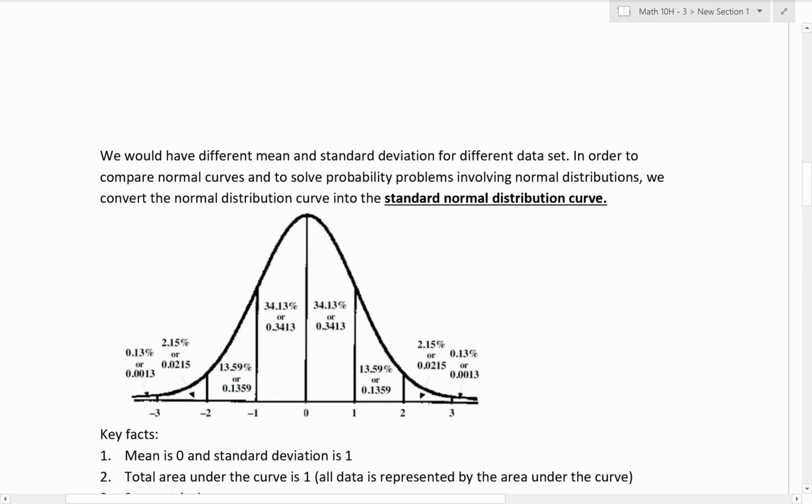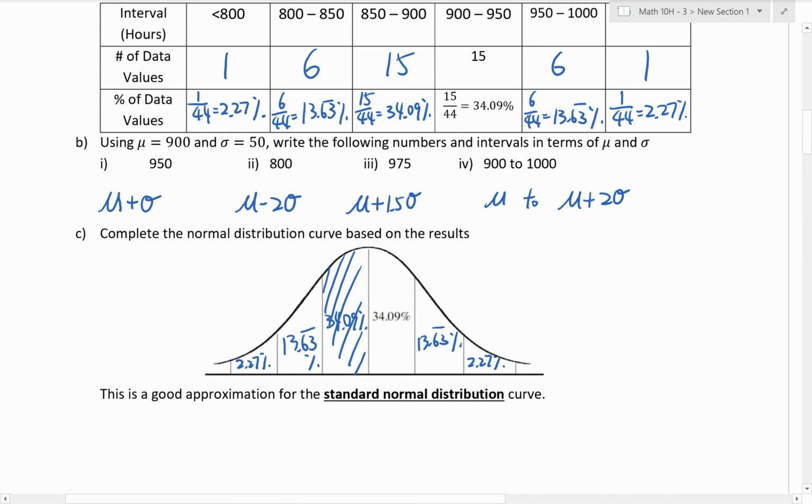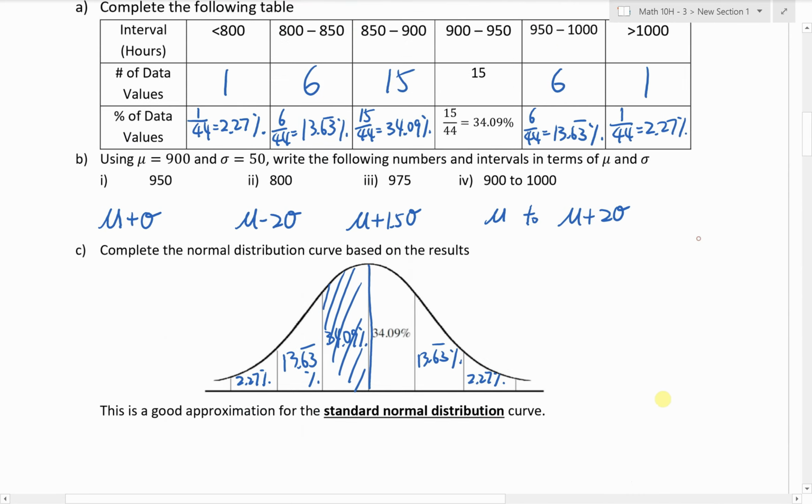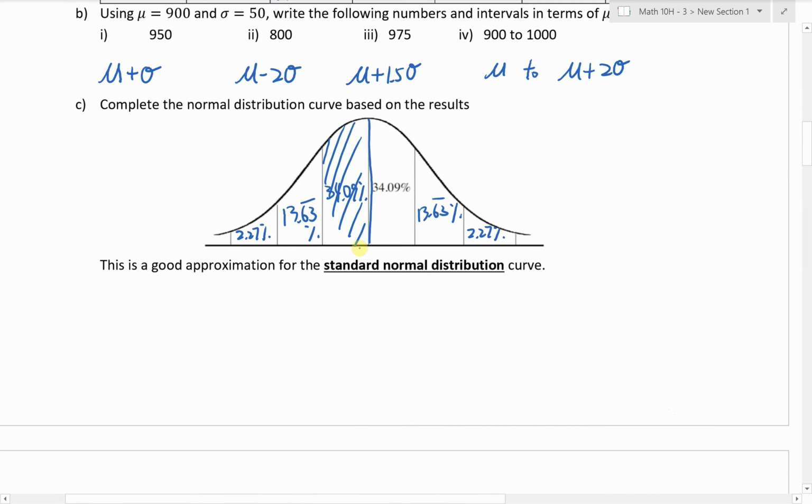Now, in order to compare normal curves and to solve probability problems involving normal distributions, we convert the normal distribution curve into the standard normal distribution curve. Here you can see this is where the mean is, and the mean is 900. This is one standard deviation away, so this is actually 950. This is 2 standard deviations away, so that's 1000. This would be 3 standard deviations away, that'll be 1050.